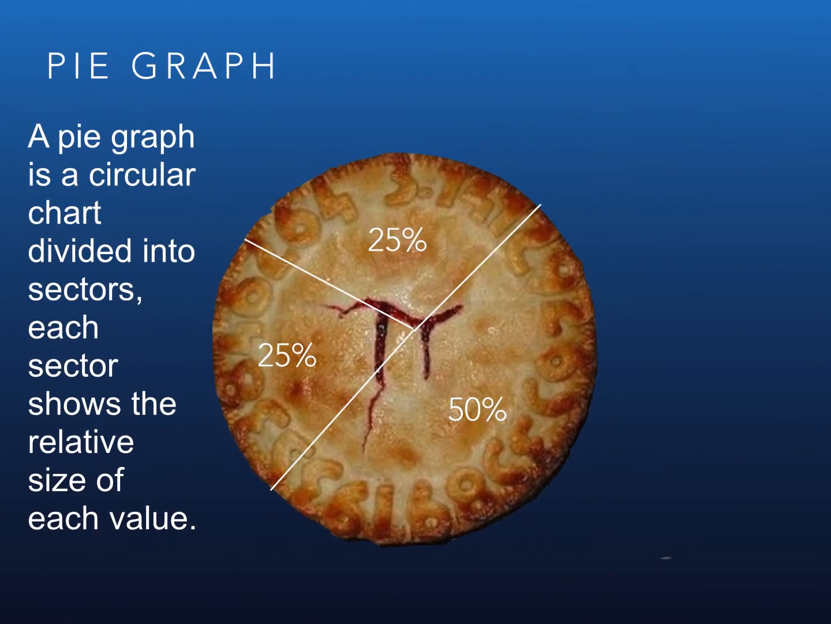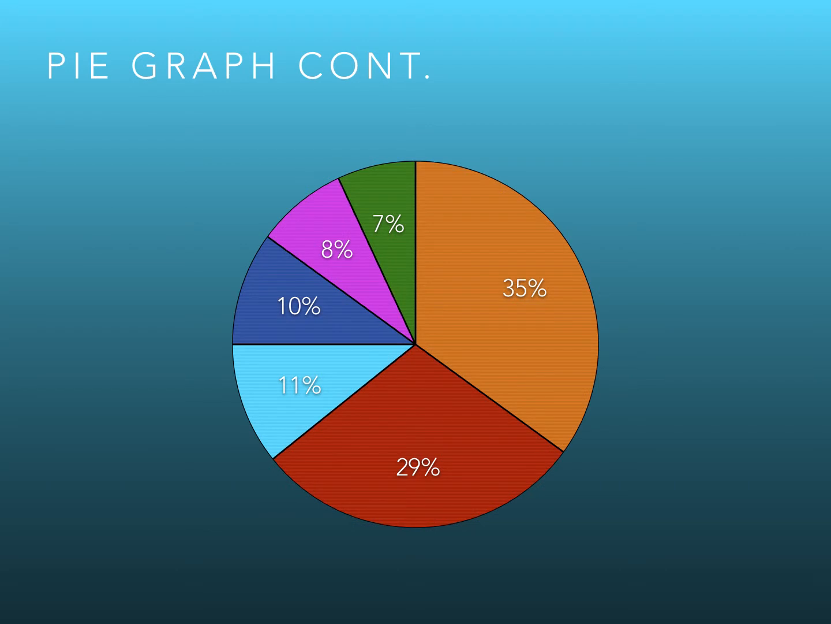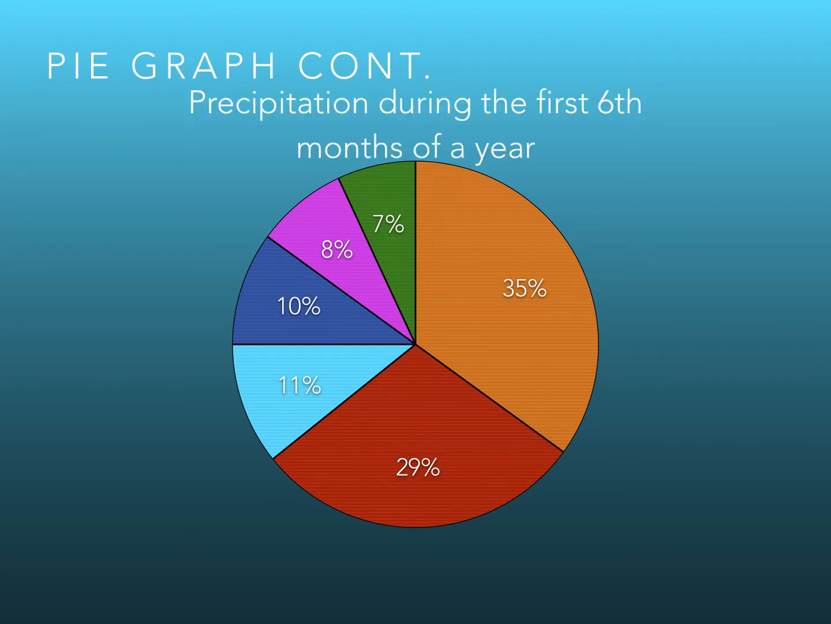Our final graph is the pie graph. A pie graph is a circular chart divided into sectors. Each sector shows the relative size of each value. This is a pie graph. Get it? It's a pie. Next, we're going to learn how to use this pie graph. This pie graph is on the precipitation during the first 6 months of the year.